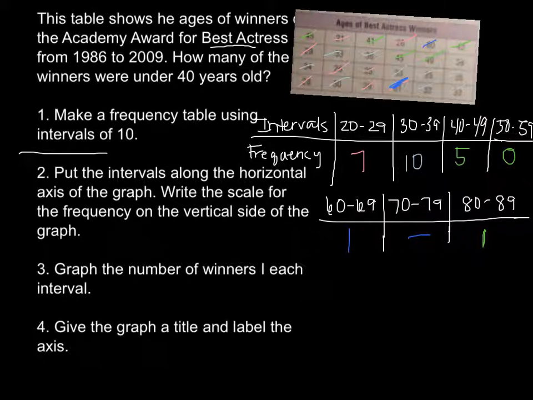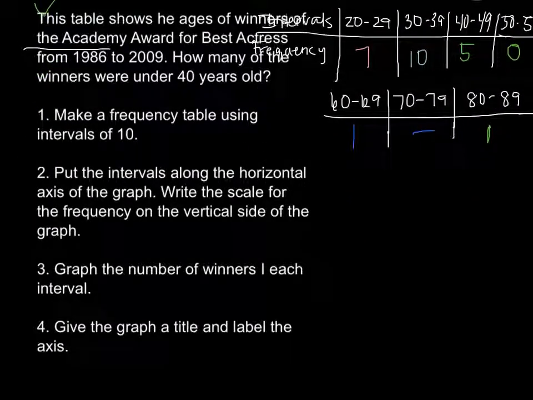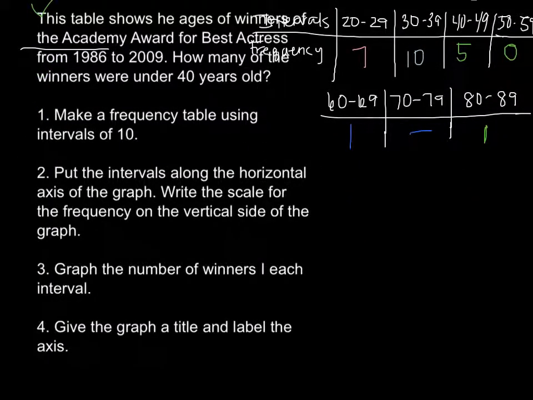Our next step, we got check off number 1. Our next step is to put the intervals along the horizontal axis of the graph. Write the scale for the frequency on. So let's move these guys up. Oops, I did not want to be touching that marker. Let's move these guys up because we already have our intervals here. So now we have to make our histogram. So we're going to go along the bottom.